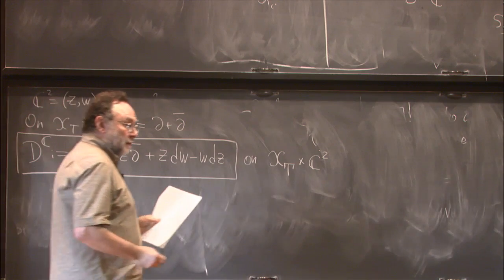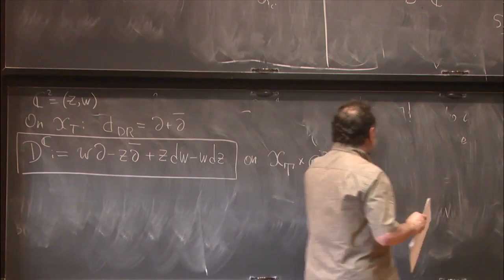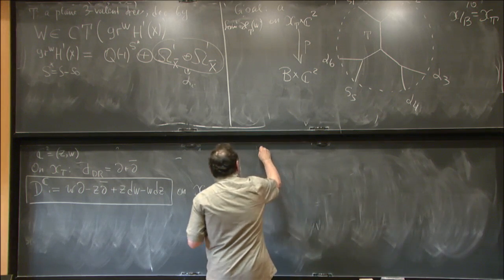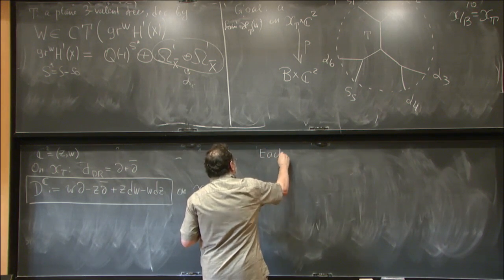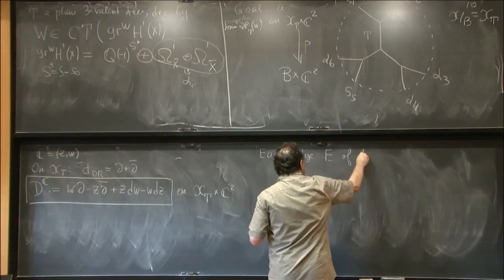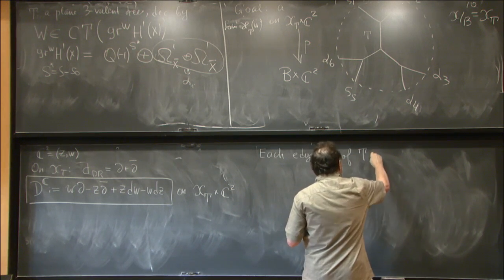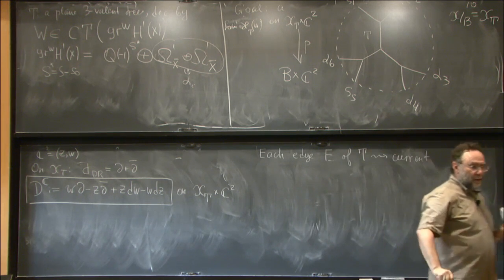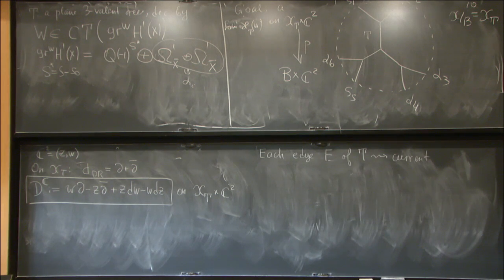Now, to each edge E of t, we assign a certain current. Yes? Sure, it's clear to me.